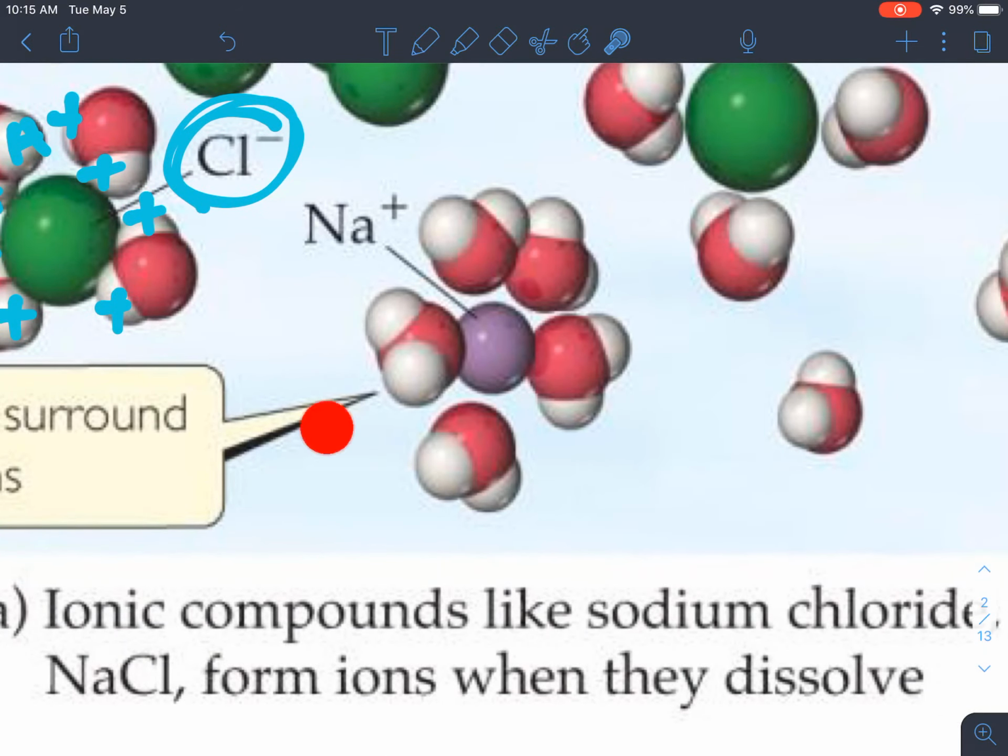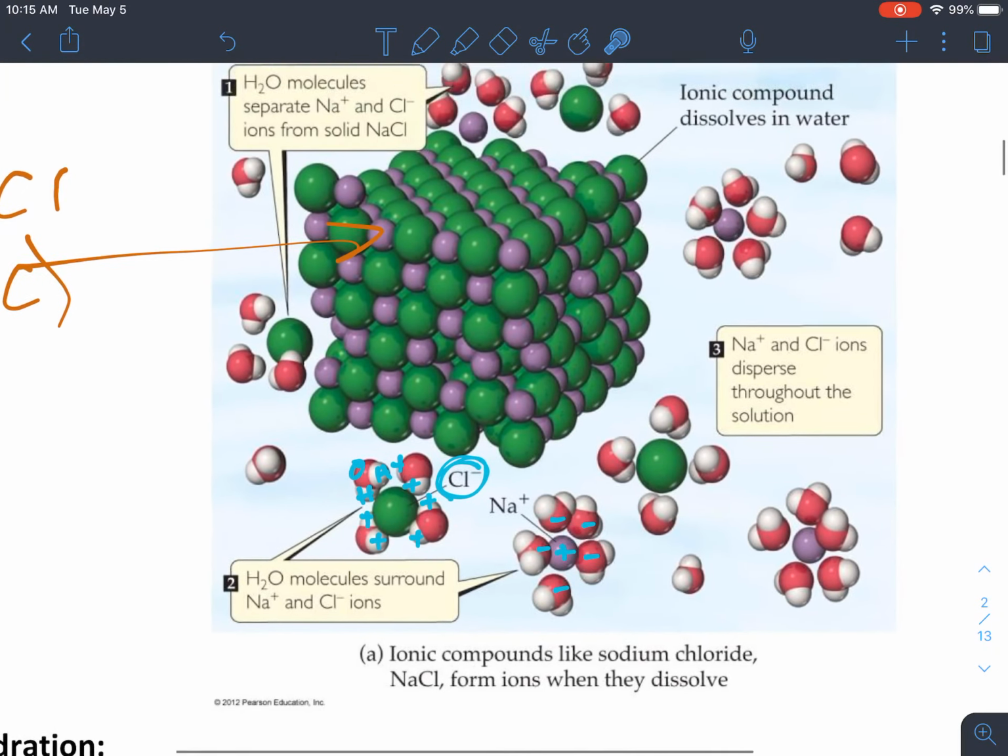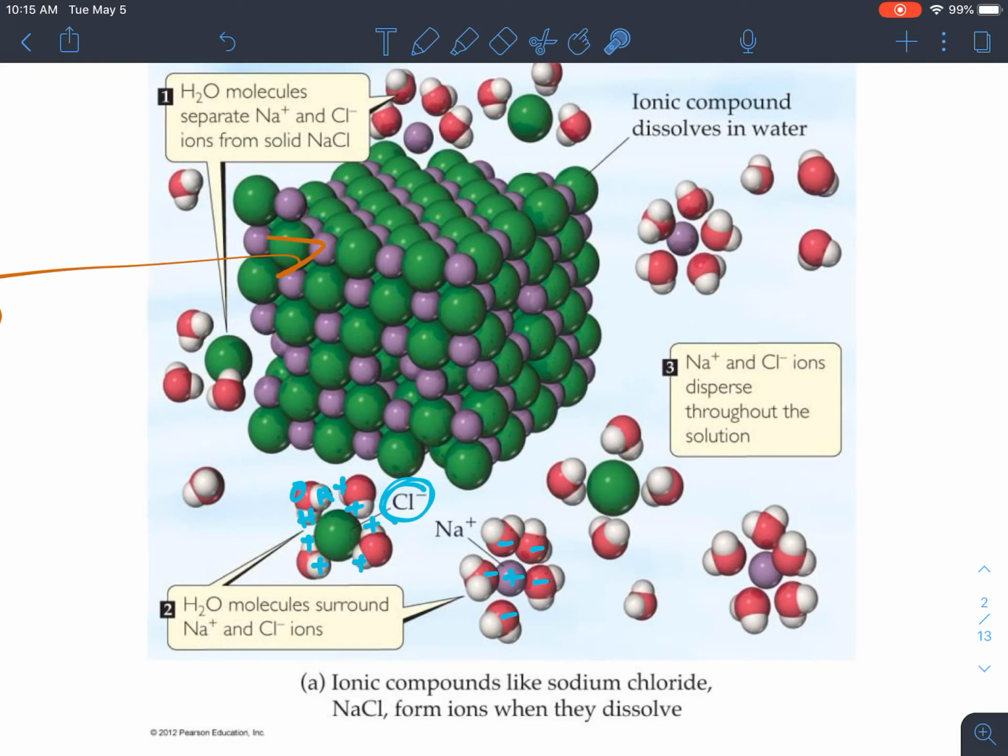Okay? And then you take a look here, the partially negative sides, the negative oxygens of water, are surrounding the positive sodium ion here. So it blocks it off and separates it from the rest of the structure. Now the reason that this is a physical process is because if we were to evaporate out these water molecules, they wouldn't be around anymore. Eventually those salt crystals, the solid, would reform because the ions would be able to feel attraction toward each other again.